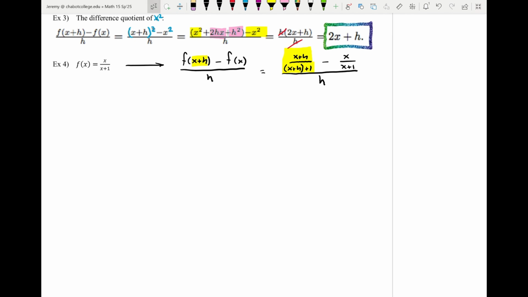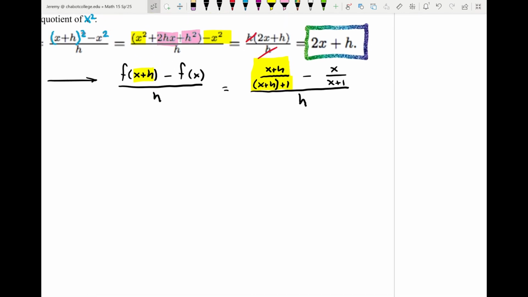What should we do? Well, I have fractions inside of fractions, which is generally not a very good thing. I could get out of that predicament by perhaps adding these two fractions together in the numerator. So how would I add these two together? Well, I'd have to get common denominators. So to get common denominators, I could multiply this second fraction by x plus h plus 1 on top and bottom. And then I'd multiply the first fraction by x plus 1 over x plus 1.